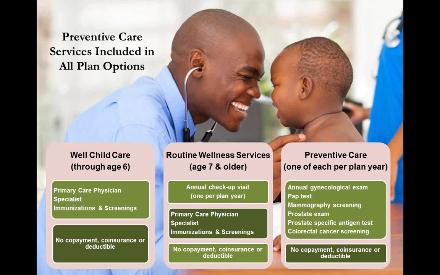But just so you are aware, when you go for your annual wellness visit, well child care is covered through age 6. That includes immunizations and screenings. Routine wellness services, age 7 and older, so that's your annual checkup visit. And then preventive care, 1 of each per plan year, the annual gynecological exam, pap test, mammography screening. Again, some of these are for age-appropriate situations, because the IRS actually dictates which services are covered at 100%, and the providers are just following those codes that the government has said have to be covered at 100%.